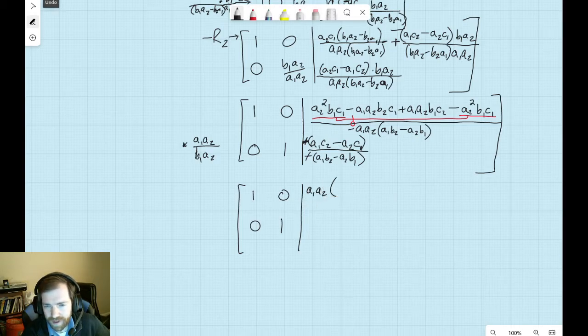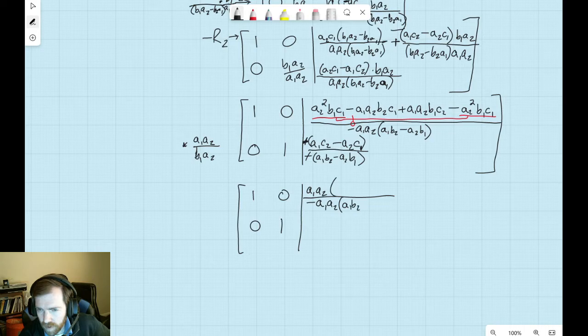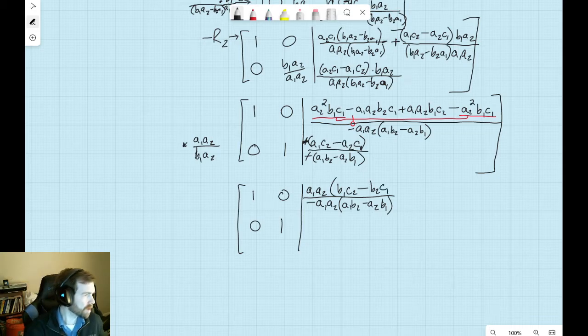Shift over a little bit. Negative A1, A2 times quantity. Oops, where do we go? At the bottom is A1B2 minus A2B1. On the top, we've got B's first. So B1C2 minus B2C1. Yeah, that's how they do it.